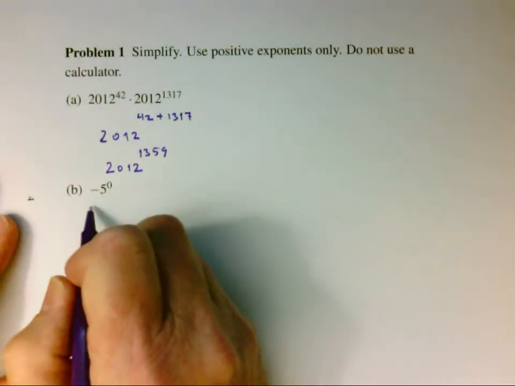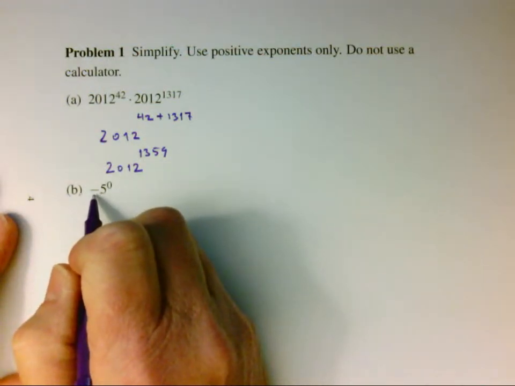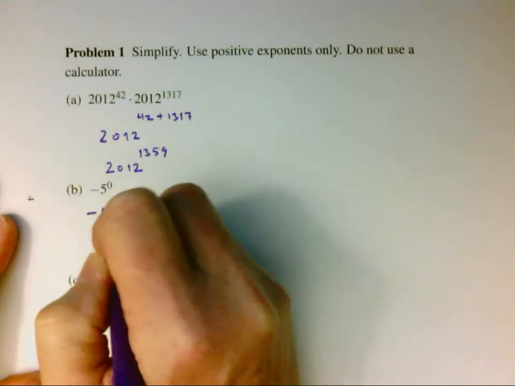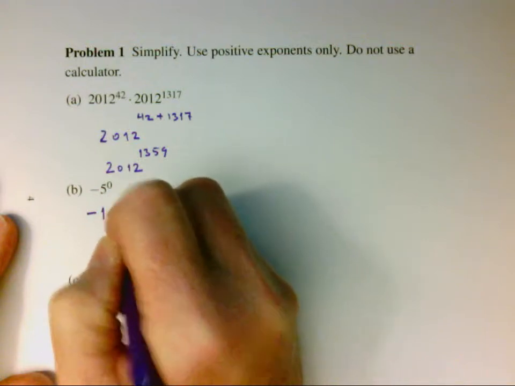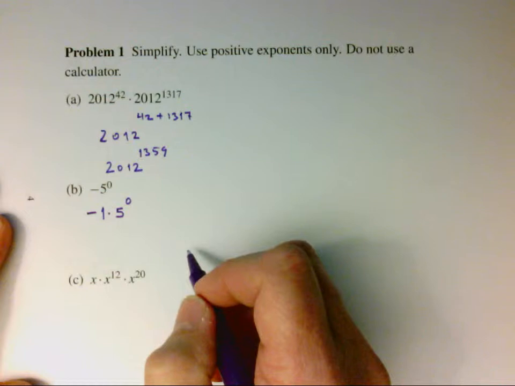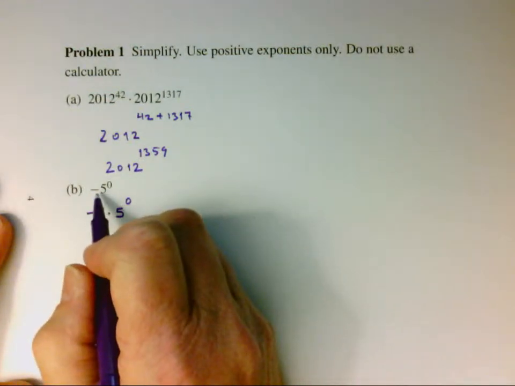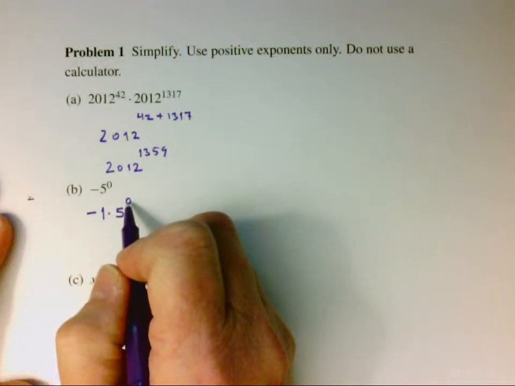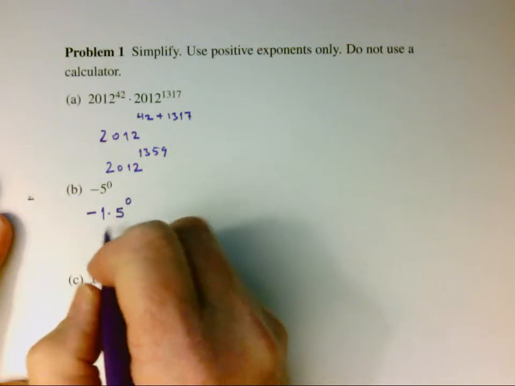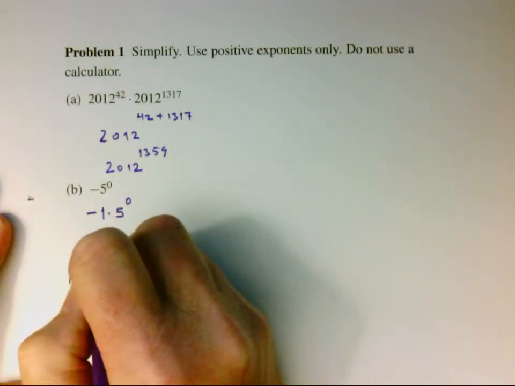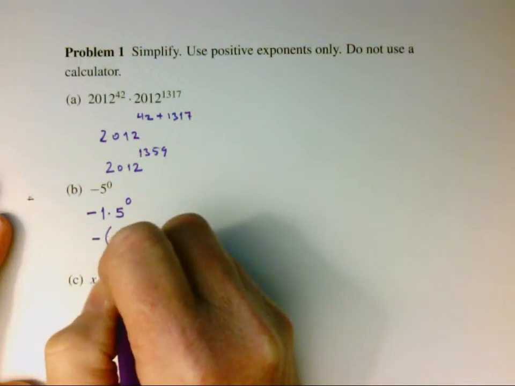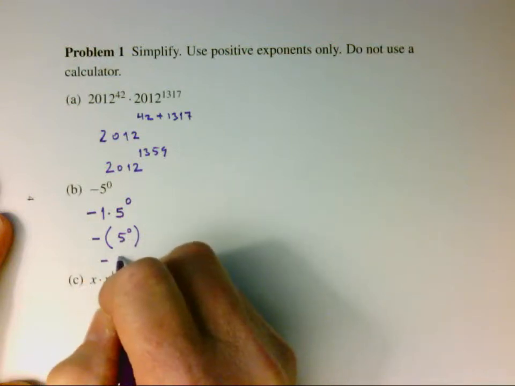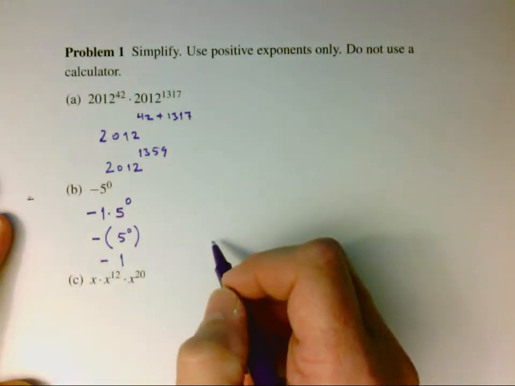Negative 5 to the 0. Now watch here, we're doing a negative of something. That's the same thing as negative 1 times. I'll write this here once for emphasis. That's negative 1 times 5 to the 0. Negative 1 times, that's multiplication. Multiplication goes after exponents are done in the order of operations. So here we're going to be doing a negative 1 times 5 to the 0. And we know that 5 to the 0 is going to be 1. So this is going to be negative times 1 or negative 1.